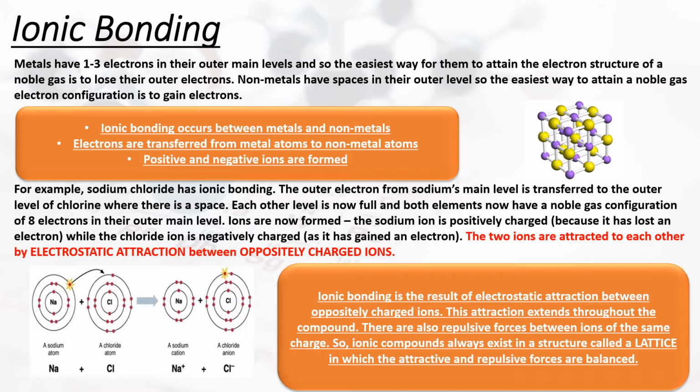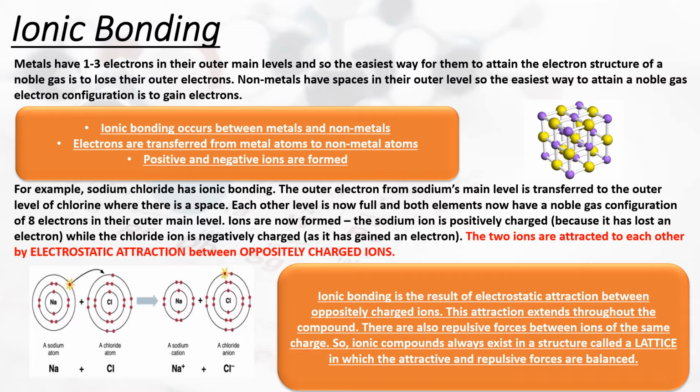So we've started off with a sodium and a chlorine atom. We've ended up forming a sodium cation and a chloride anion. So the sodium is positive because it's lost an electron. The chloride ion is negative because it has gained an electron.